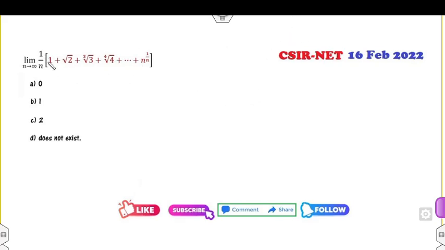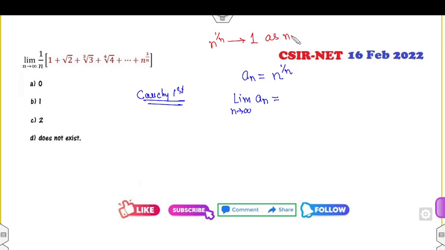Now again you can see it's the average of this. Again I can apply the Cauchy first theorem. How can you apply that? I can choose an to be n raised to power 1 by n. What is the limit of an as n approaches infinity? We all remember that the limit of n raised to 1 over n goes to 1 as n approaches infinity. So by the Cauchy first theorem, the summation of an over n also goes to 1. And you can see this is unique and exists. That's why the answer is fine.